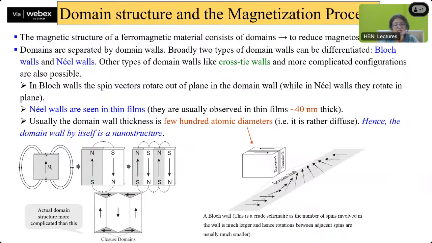In the Bloch wall, this is a Bloch wall I have shown over here, you see the spin vectors rotate out of plane in the domain wall. In the Néel wall, they will always rotate in the plane. These Néel walls you see only in thin films, whereas the domain wall thickness is normally a few hundred atomic diameters, so it is rather diffuse. So the domain wall itself is a nanostructure. This is how the domain structure looks. You have Bloch walls, you have Néel walls, and Néel walls are generally seen only in the case of thin films.